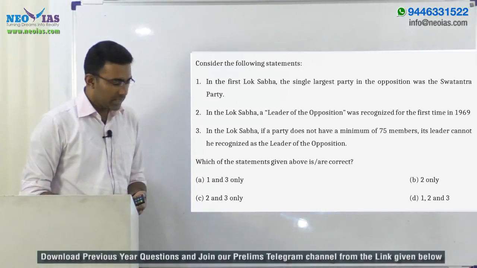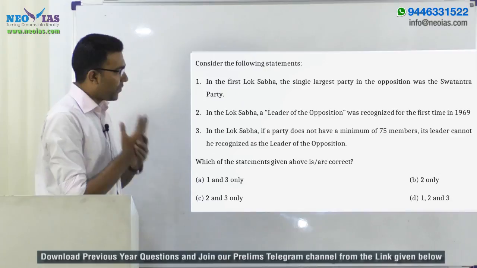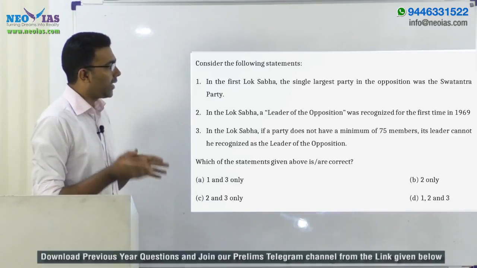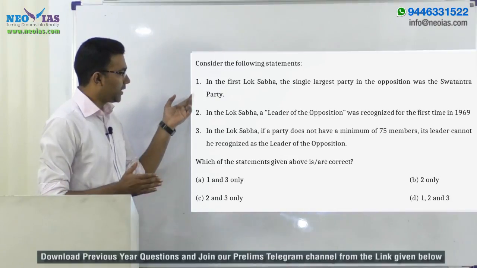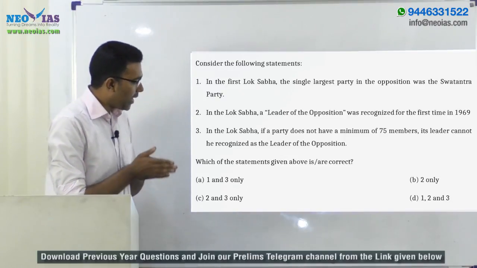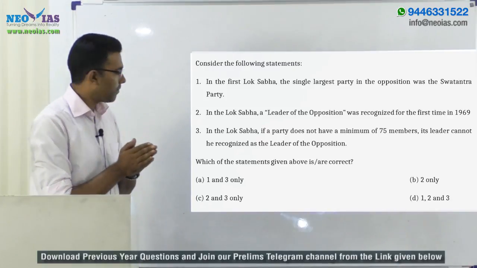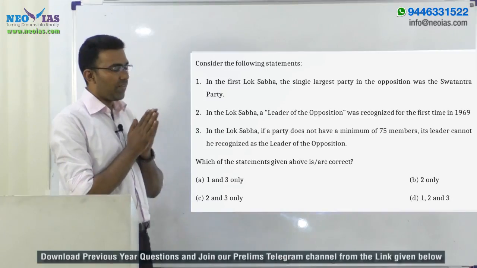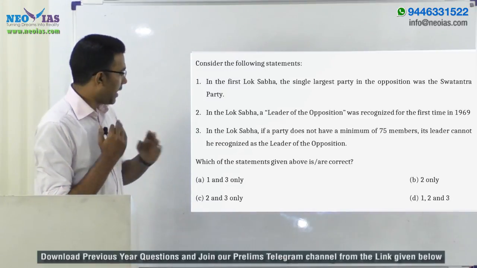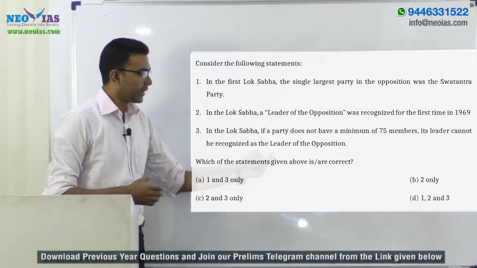So the first question was: consider the following statements. In the first Lok Sabha, the single largest party in the opposition was Swatantra Party. Second, in the Lok Sabha, a leader of opposition was recognized for the first time in 1969. Third, in Lok Sabha, if a party does not have a minimum of 75 members, its leader cannot be recognized as a leader of opposition. And again, it asks for the correct statement.